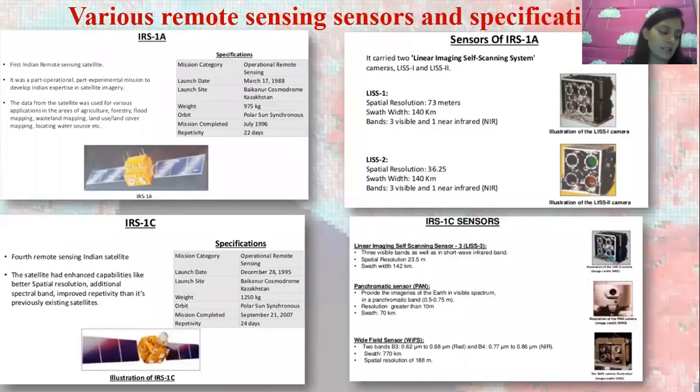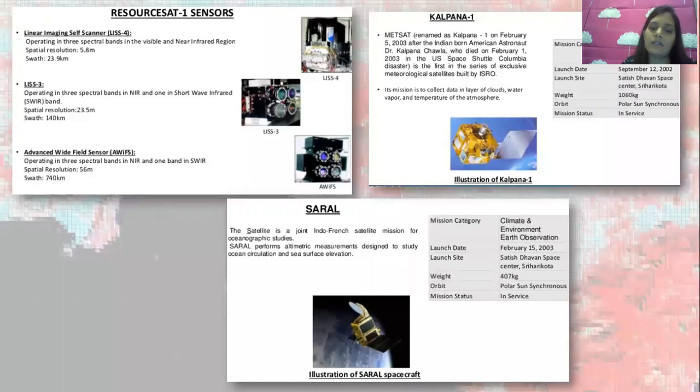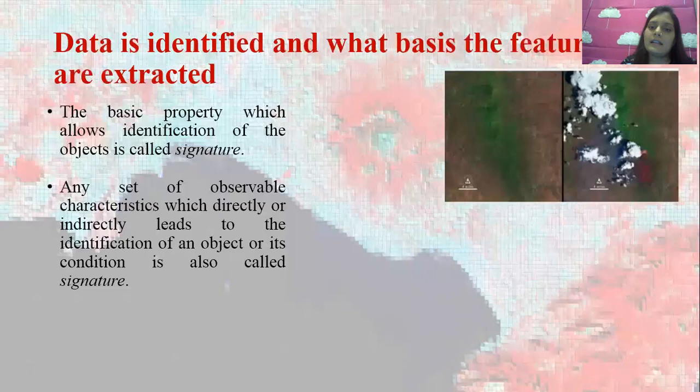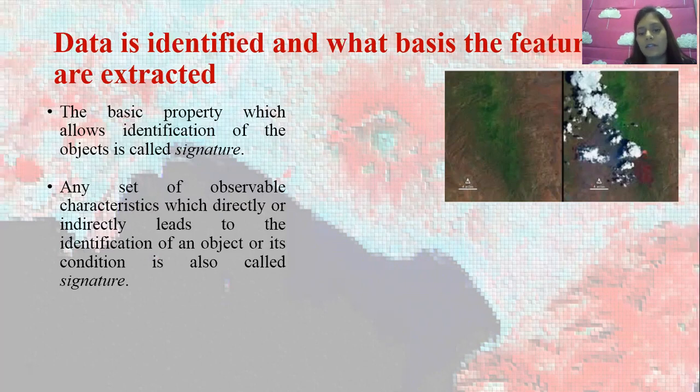Next, moving further, which are the various types of remote sensing? Specifications we have already discussed. You just have to remember which sensors were there in IRS 1A, what the 1C sensors are, which type of sensors there are, and what the resolutions are. So this is how we have done. The Soral resource at 1, Kalpana. Data is identified on the basis of features extracted. How is data identified? With the help of its signature itself. With the help of signature, we can identify the data.